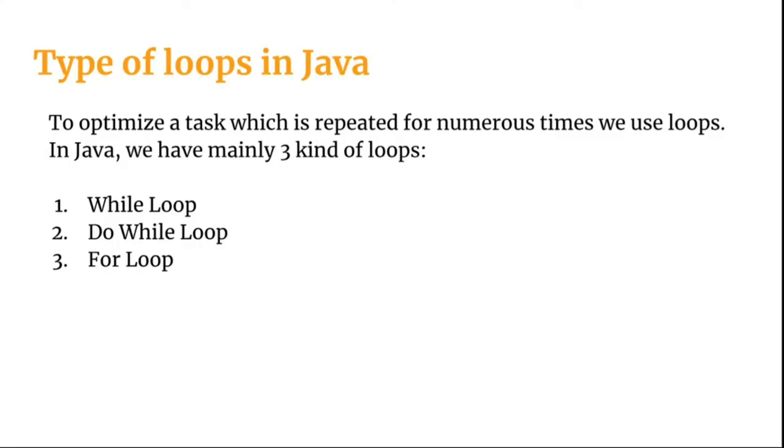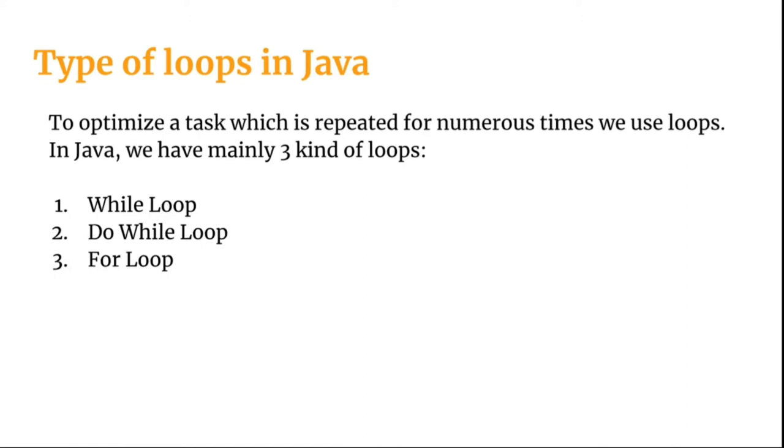So let's start. Before knowing the type of loops we have in Java, let us understand in a simple manner what a loop is. If there is a certain task that we want to do repeatedly, and we really don't want to write the same line of code numerous times, we go for loops. So to optimize a task which is repeated numerous times, we use loops. In Java, we have mainly three kinds of loops.